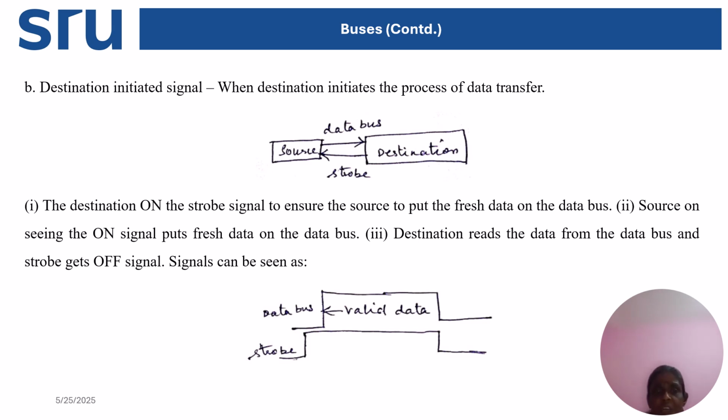Second one, destination initiated strobe. The destination wants the data to be transferred from the source. So what does it have to do? It has to initiate the data transfer. For that, this diagram shows the destination indicating that it wants the data, therefore it sends the strobe signal to the source, and then the source gives the data on the data bus.